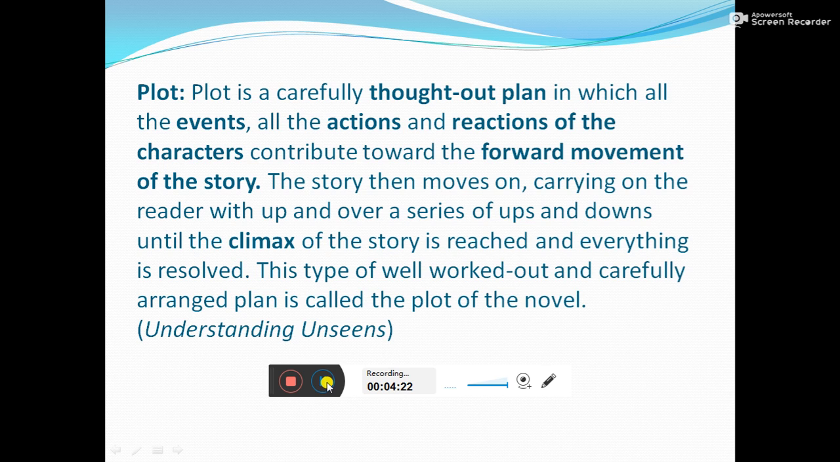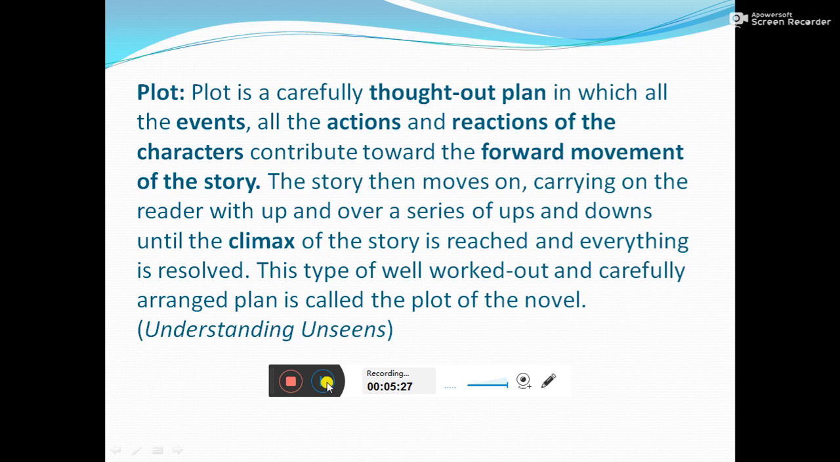So we will discuss this once again. Basically it is a very carefully thought out, carefully arranged plan in which the events and actions and reactions of the characters contribute toward the forward movement of the story. The story moves on because of the actions and reactions and events. The story progresses. The story then moves on, carrying on the reader with a series of ups and downs. Ups and downs means the story takes shape because of several events. Some of them may be common events, some of them may be very significant events regarding the characters.